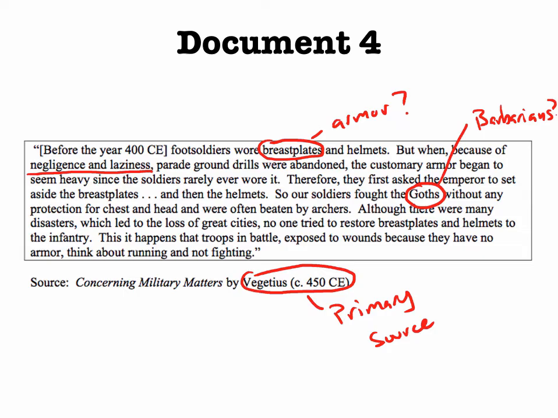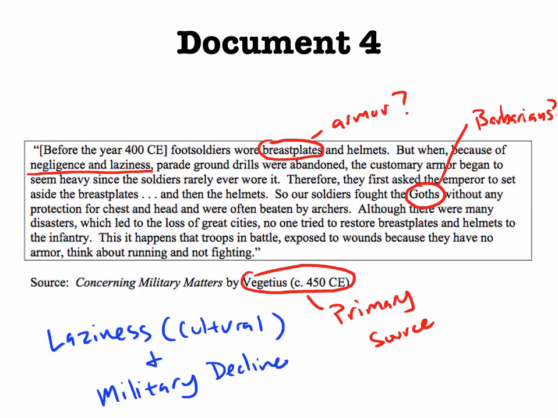As you can see from my annotations, I'm definitely picking up on a theme of laziness here, this time specifically in the army. The soldiers refused to wear breastplates, which I assume is a type of armor. This proved to be disastrous when fighting the Goths, probably a group of barbarian invaders. I label this one with cultural laziness and military decline.